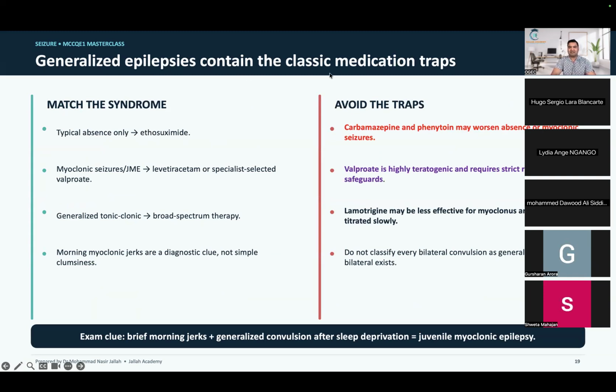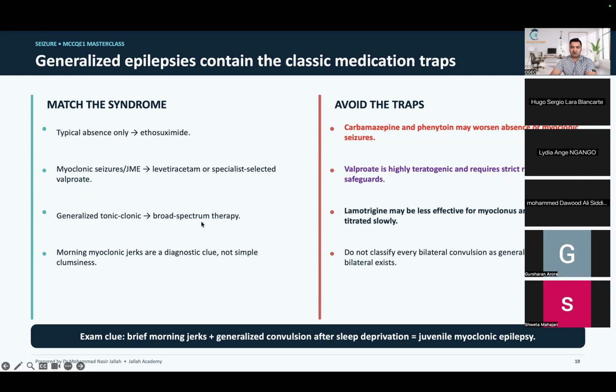Generalized epilepsy contains the classic medication traps. Absence syndrome, typical absence: use ethosuximide. Myoclonic seizure or juvenile myoclonic epilepsy: levetiracetam, or a specialist-selected valproate. Usually levetiracetam will help a lot, so you don't even have to go to valproate. But if you want to, then that will be very selective. You have to weigh the benefit. If the benefit outweighs the side effects, then yes.